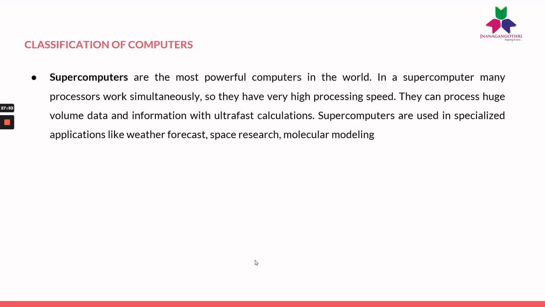So moving on to the next slide, we have supercomputers. Supercomputers are the most powerful computers in the world. In a supercomputer, many processors work simultaneously. They have very high speed processing. They are super expensive. They process very huge volumes of data and information with very fast calculations. We use supercomputers for specialized applications like weather forecasting, space research, and molecular modeling, where the data and information are enormous and require very high speed processing in order to come to a particular conclusion.